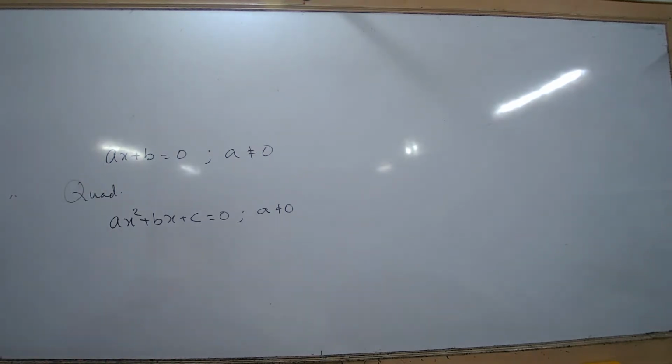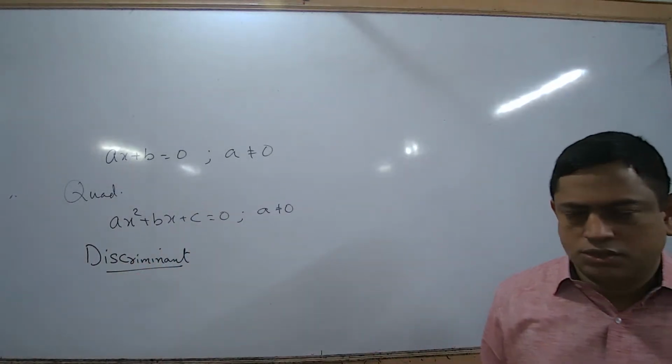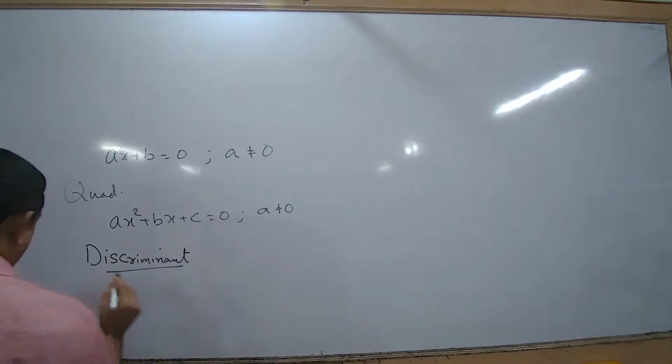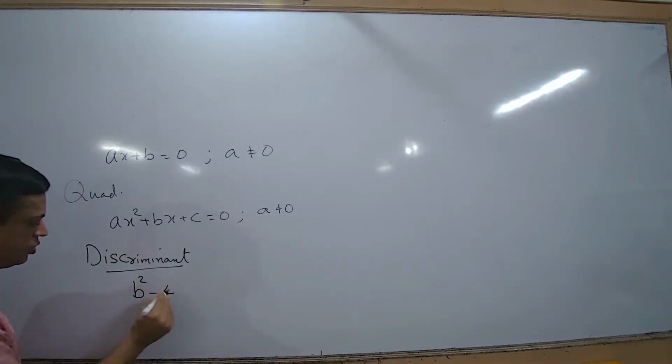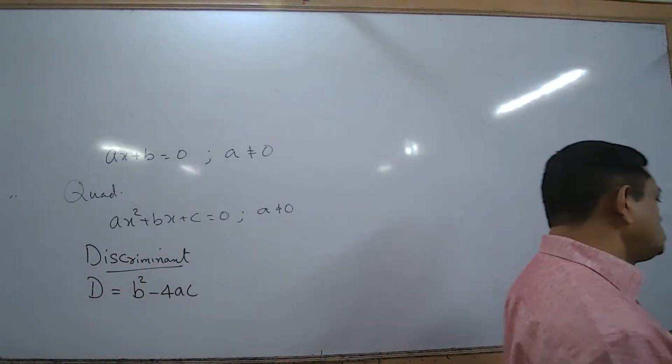Discriminant. The value of b square minus 4ac is called its discriminant. Somewhere it is denoted by D. D is equal to b square minus 4ac.